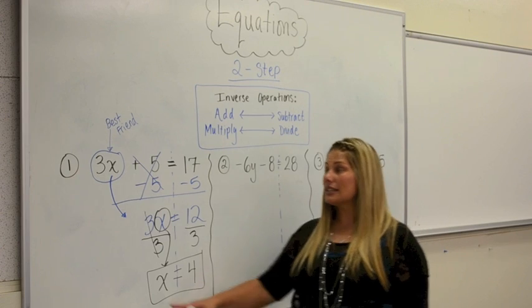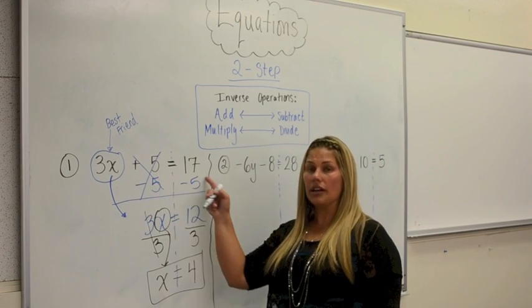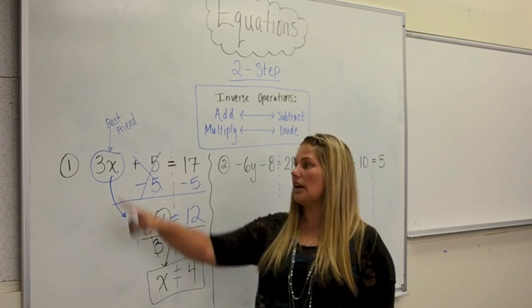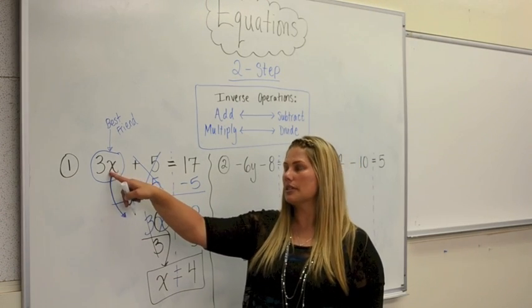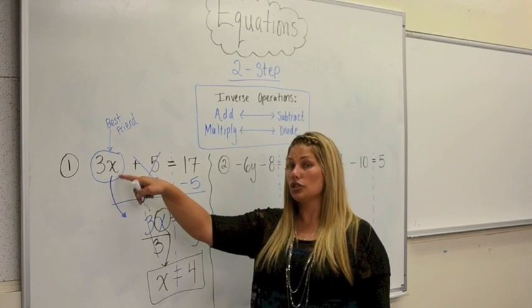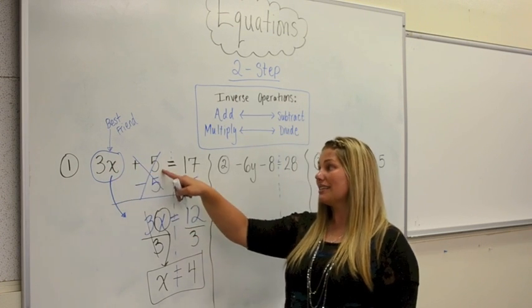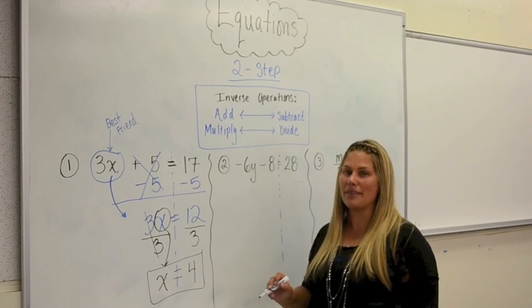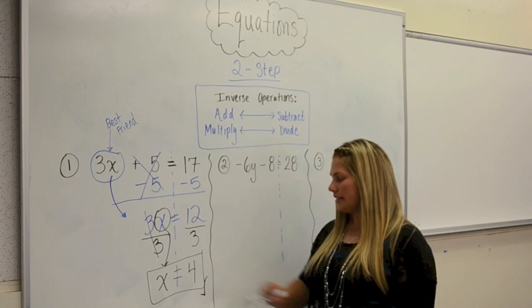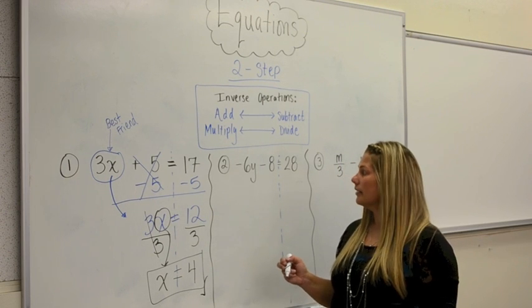If I plugged this 4 back in, it should work in the equation. Well, if I plug 4 in and they're touching, that means multiply. So 3 times 4 is 12. And 12 plus 5, that does get me 17. Then I know this answer is correct.